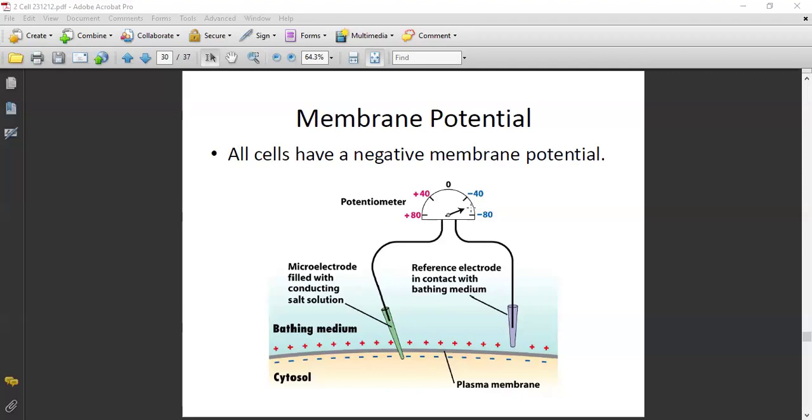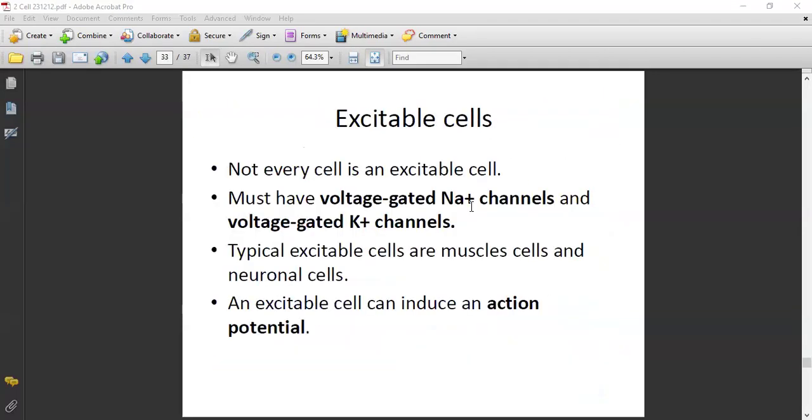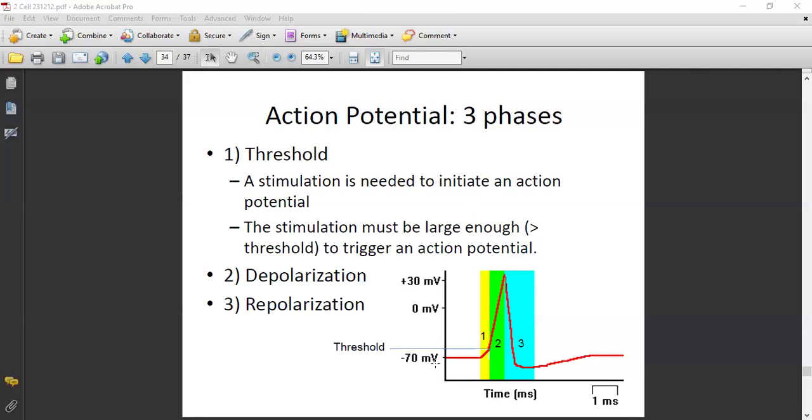For example, let's look at the action potential here. An action potential is a quick change. You can see that the membrane potential is always negative. In this case, it's negative 70 millivolts. So it's negative all the time, but it can generate a quick change. That's the action potential.